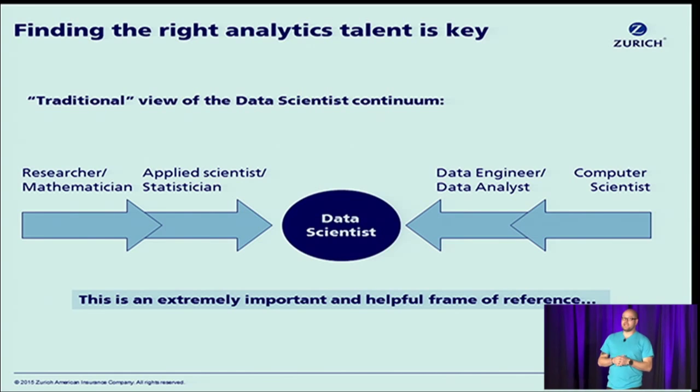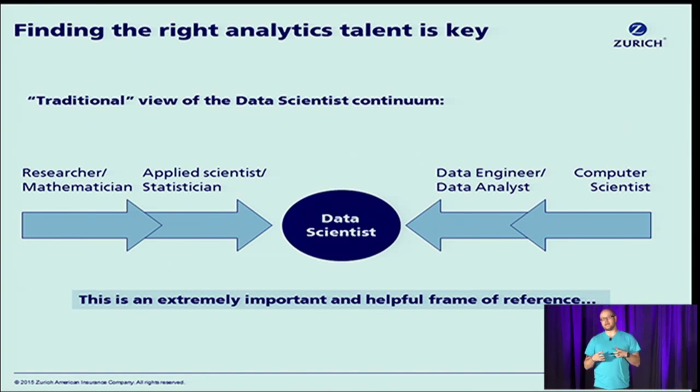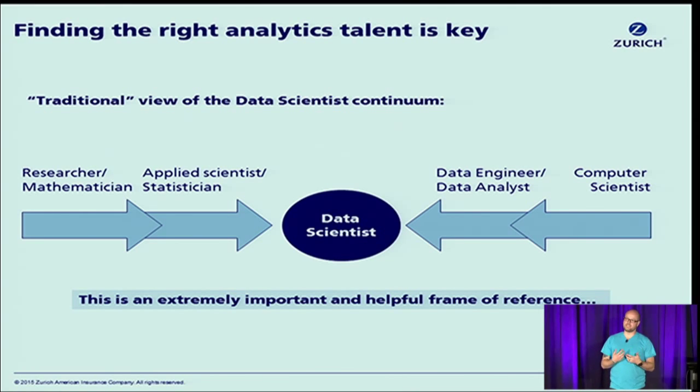So finding the right analytics talent is key, and it takes a lot of time and effort to figure out what that is for your business. I think there are lots of different pathways that we've all taken to come to this data science space. But one of the traditional views that really helped shape my thoughts on the talent in this space is that convergence between the computer science end of the spectrum and the research and mathematics end of the spectrum.